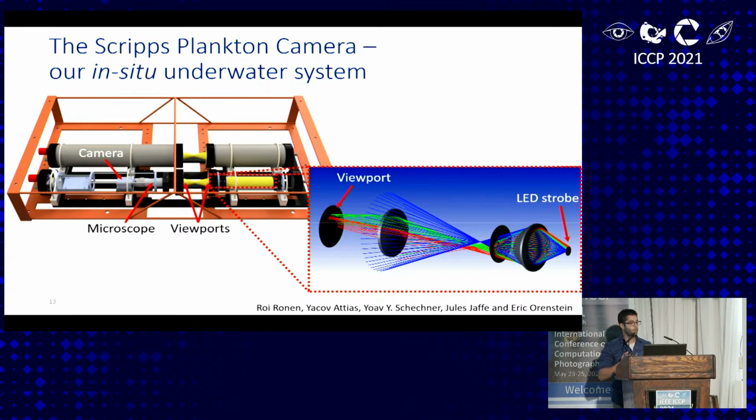We use our method on images that were acquired by our in situ underwater system. The Scripps Plankton camera, designed at Scripps Institute, is an in situ dark field microscope developed to continuously monitor plankton populations. The resolution is approximately 7.4 microns, while each imaged plankton is about 1 millimeter in size.